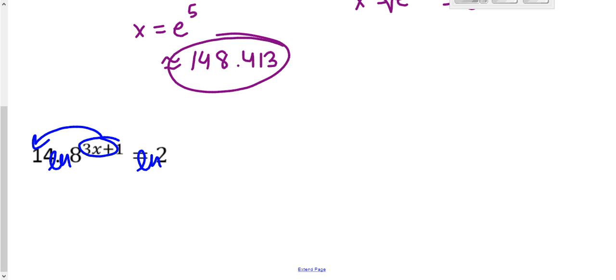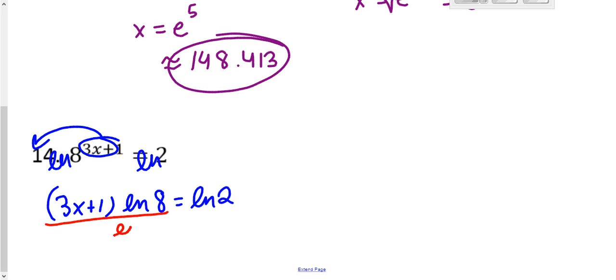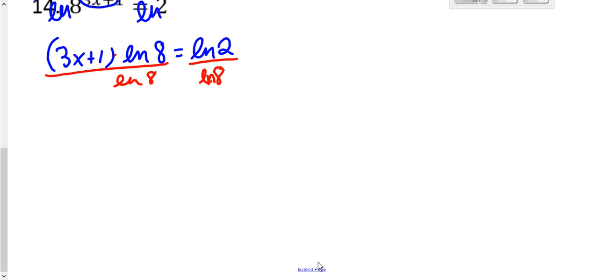X is no longer in the exponent. So I have 3x plus 1 times the ln of 8 equals the ln of 2. So then I need to divide both sides by the ln of 8, because I need to get the 3x plus 1 by itself, and right now they're multiplied. So on one side, those will cancel.